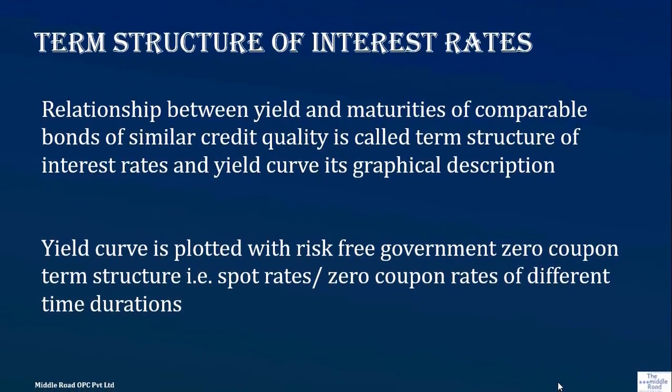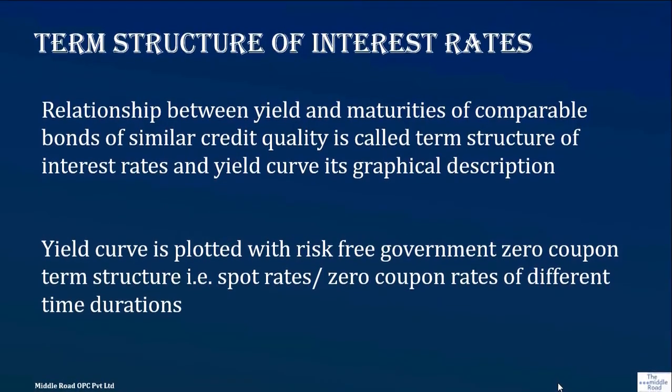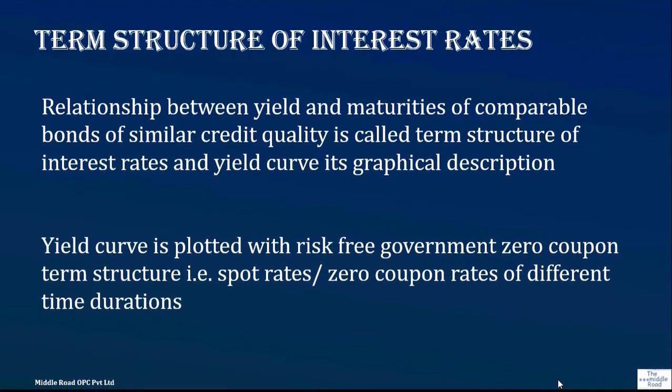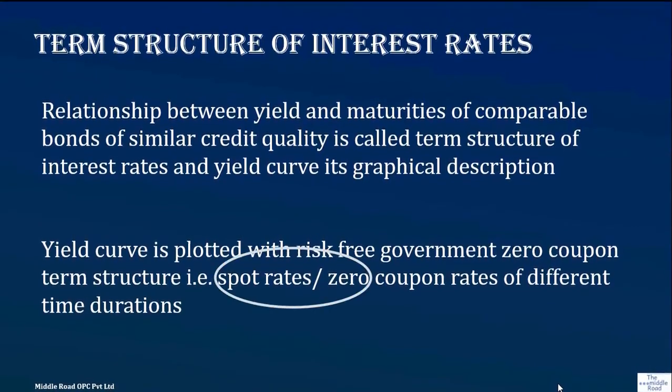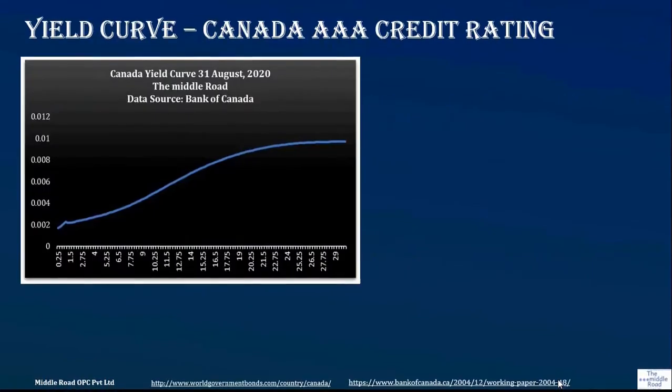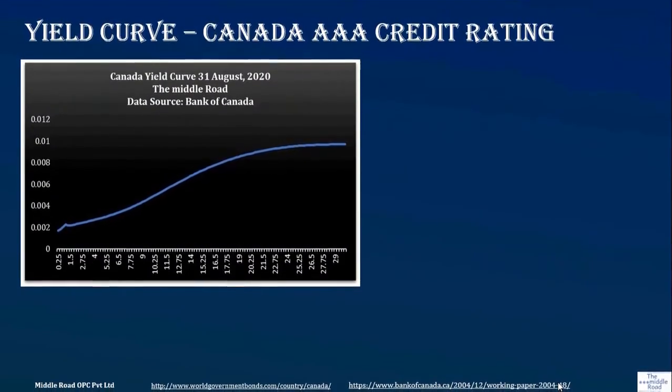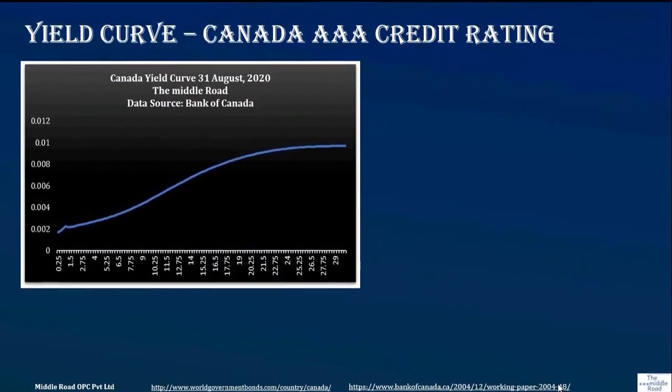Whenever we are plotting a yield curve, it's basically of the treasuries. So one of the most important concepts, like I've discussed about, is a zero coupon bond rate, which is also the spot rate. You take spot rates of different maturities of treasury and plot the yield curve. This is the yield curve of Canada. I got this from Bank of Canada site.